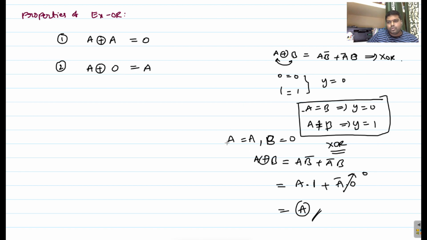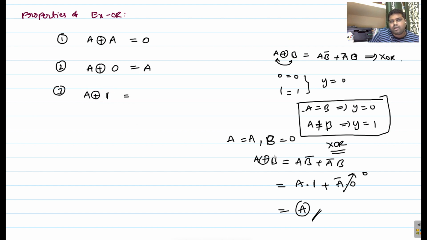Always don't do these calculations. Just remember A XOR 0 means that is A only. Remember that point. Whenever you have to solve problems, you can use this expression directly. And the third one is A XOR 1.